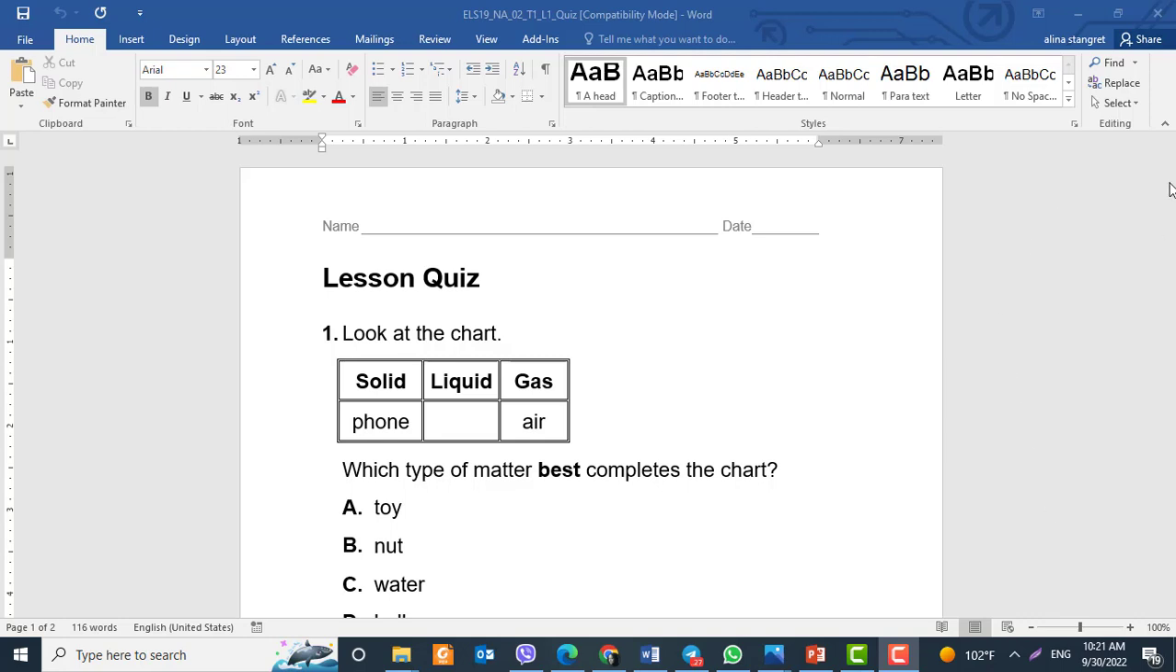Morning, let's go through the quizzes. So, number one, look at the chat. We have solids, liquids, and gases. Falling is an example of a solid thing. Air is an example of gas, and the example of liquid will be water in this list.